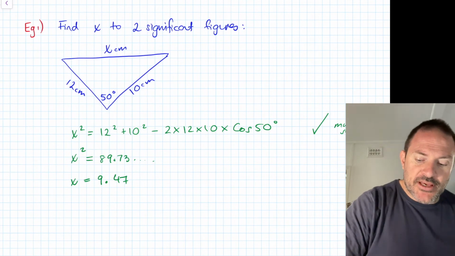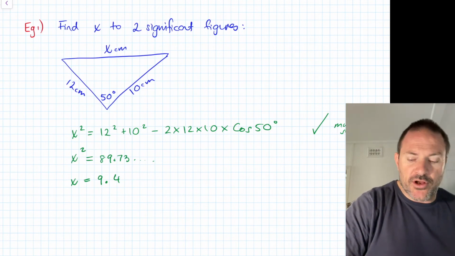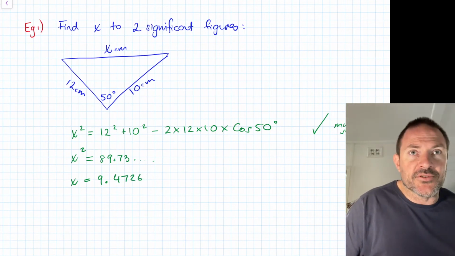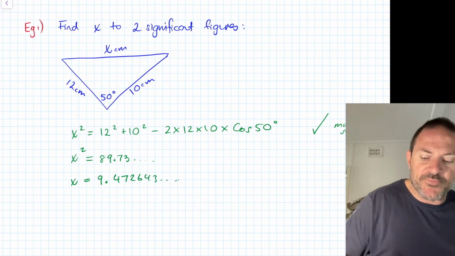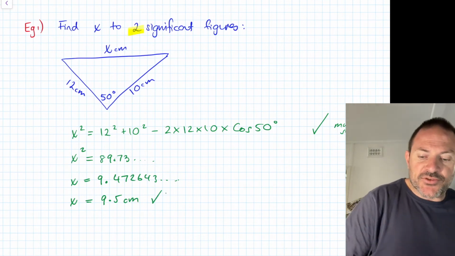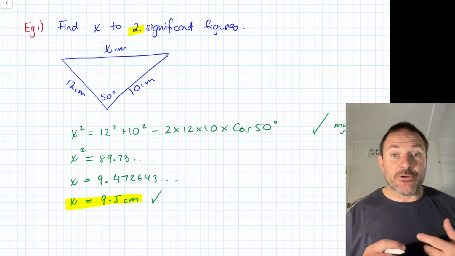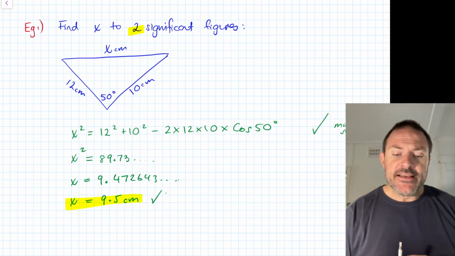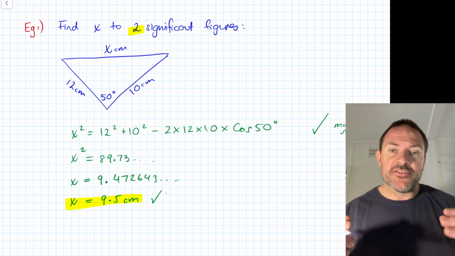So I'm going to redo that. I didn't read the question. So usually, you know what I'll often do, I'll put 47263 and then I'll round it. 9.5 centimeters, and that is to 2 sig figs, and that will be perfect. I hope you got that one right. So that's how we find the sides.